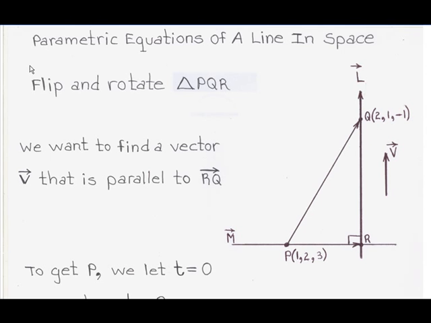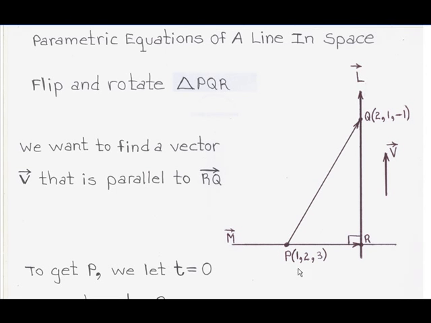Okay, so what we are going to do, as I said before, is take the three-dimensional drawing and write it in a two-dimensional sense. So what I did was I flipped and rotated triangle PQR as it appears here. This line here is line M. So I flipped it and then I rotated it. This is vector line M.